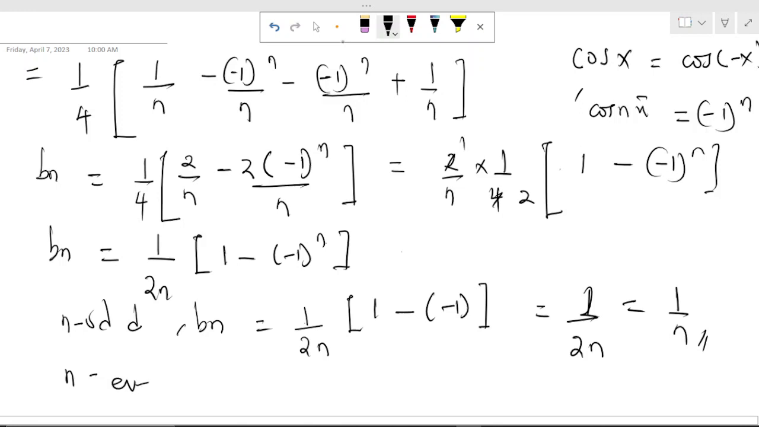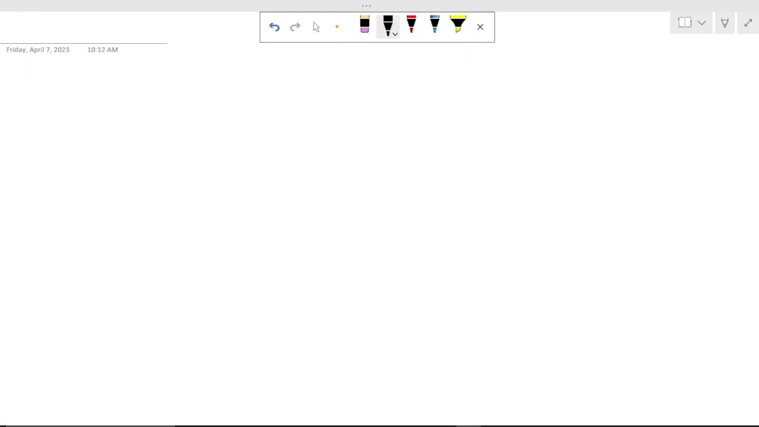Now let's check. When n is even, our Bn becomes 1 over 2n, and we know that minus 1 raised to power an even number will give us 1. So we have 1 minus 1, giving us 0. So this tells us that the Bn only exists for odd values of n. So to recap, from what we have solved so far, our A0 is equal to 0, our An is also equal to 0, and our Bn finally is equal to 1 over n only for odd values of n.